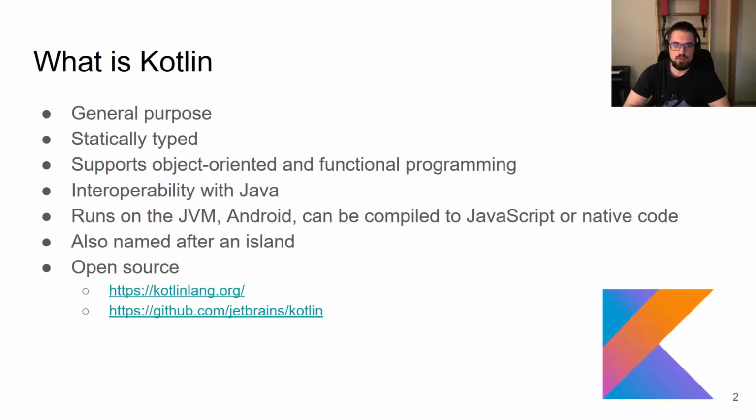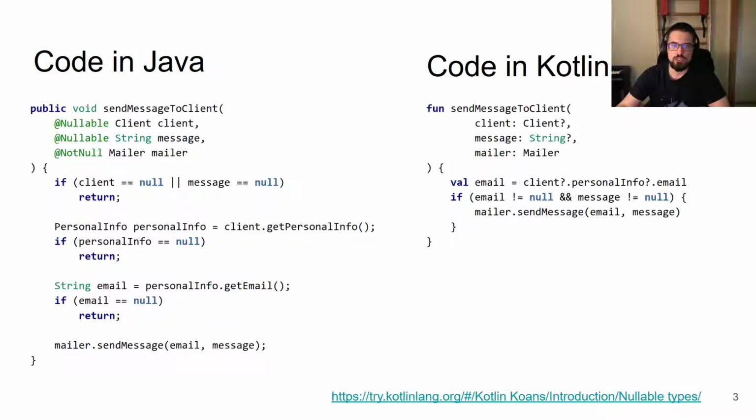Very briefly, Kotlin is a general-purpose statically typed programming language that combines both object-oriented and functional programming features. Initially, it was designed to interoperate fully with Java and mainly target the JVM and Android platforms, but it also can now be compiled to JavaScript or native code via LLVM. Kotlin is a relatively young programming language and has an active and continuously growing community.